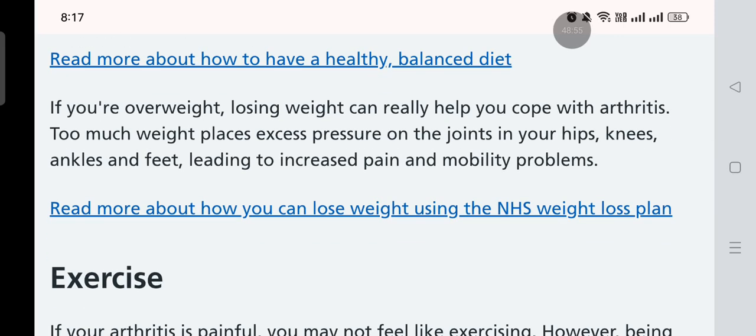If you are overweight, losing weight can really help you cope with arthritis. Too much weight places excess pressure on the joints in your hips, knees, ankles, and feet, leading to increased pain and mobility problems.